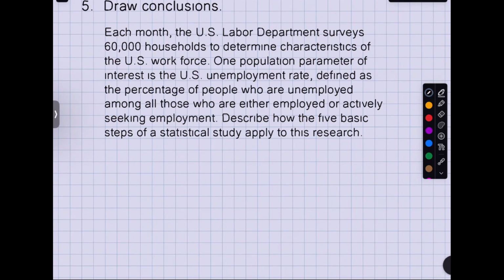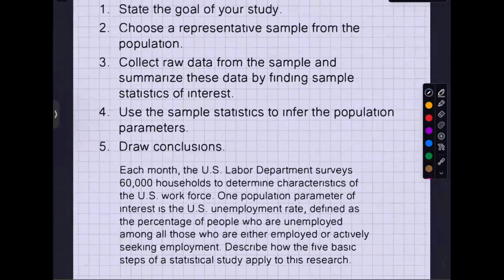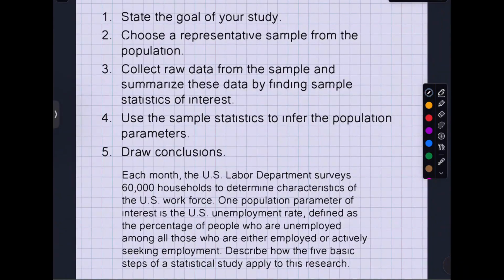So each month, the U.S. Labor Department surveys 60,000 households to determine characteristics of the U.S. workforce. One population parameter of interest is the U.S. unemployment rate, defined as the percentage of people who are unemployed among all of those who are either employed or actively seeking employment. Describe how the 5 basic steps of statistical study apply to this research. So, step 1 was what? State the goal of the study. What is the goal of the study?